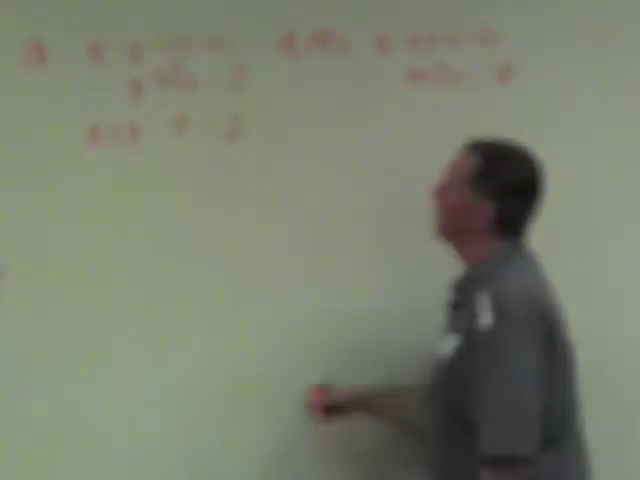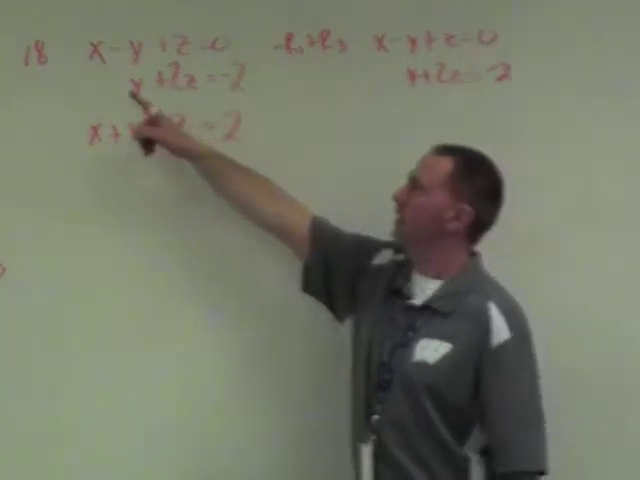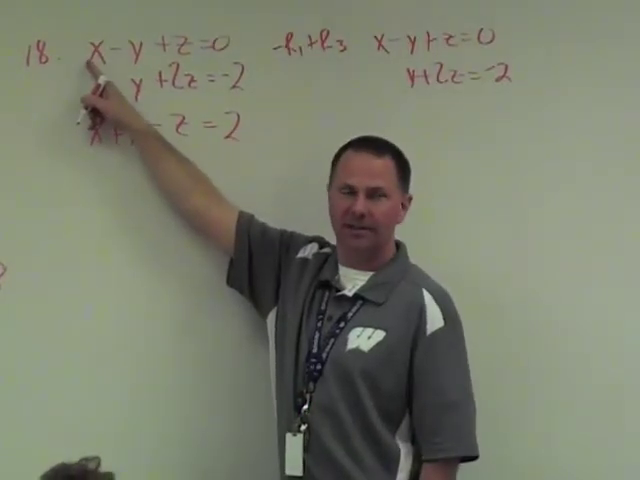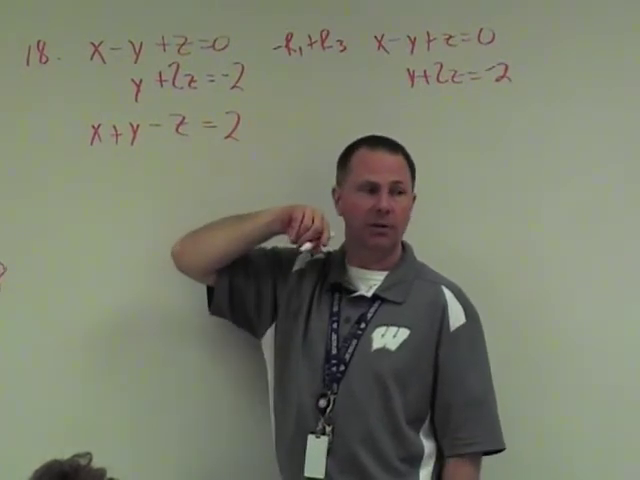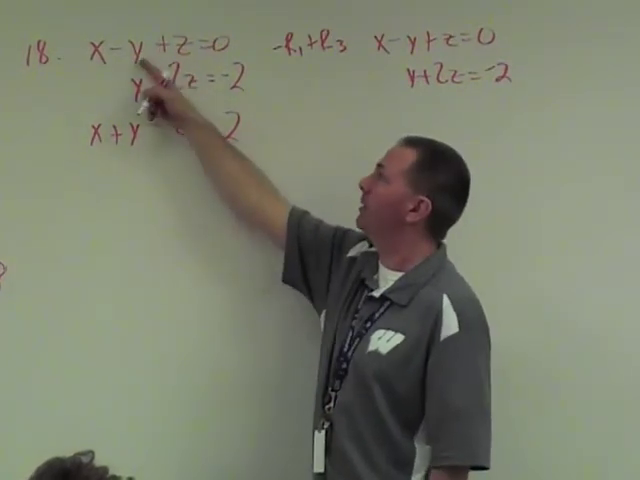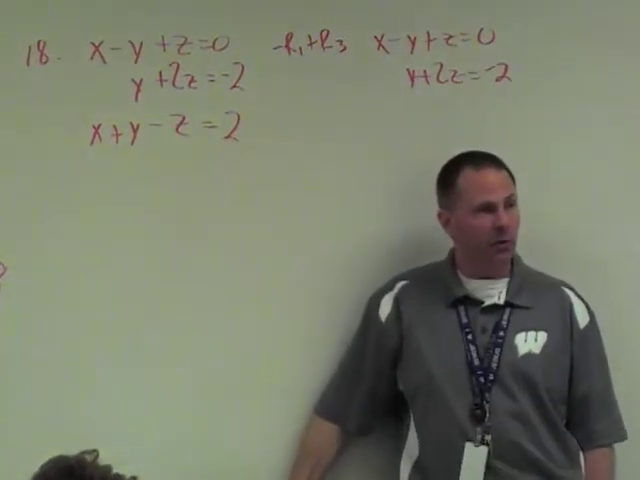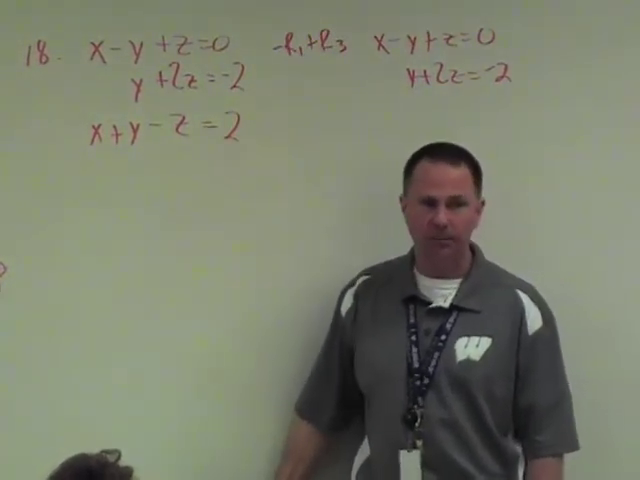X minus y plus z equals 0. Y plus 2z equals negative 2. So what do I get in row 3 when I do this? Negative 1 times x is negative what? Negative x. Negative x plus x is 0. You just eliminated the x. But you have to multiply that whole row by negative 1, not just the first piece that you want.